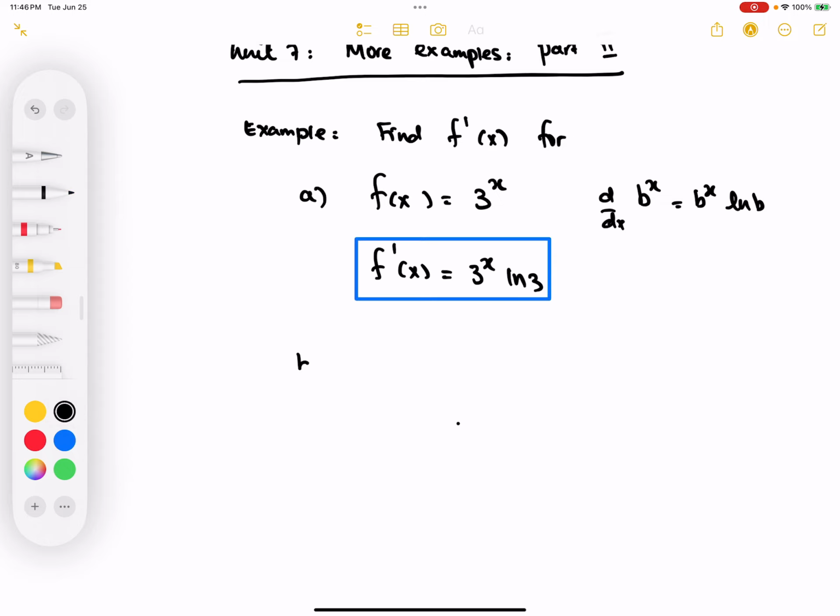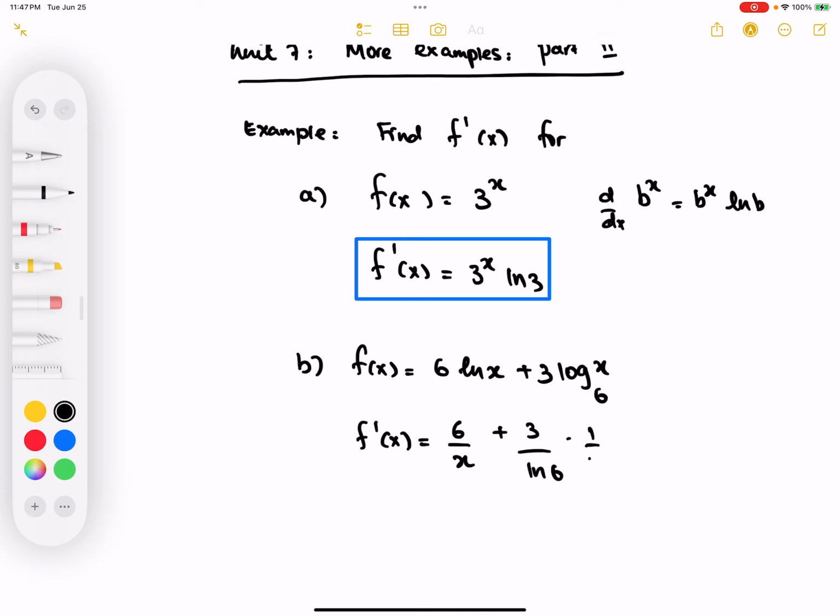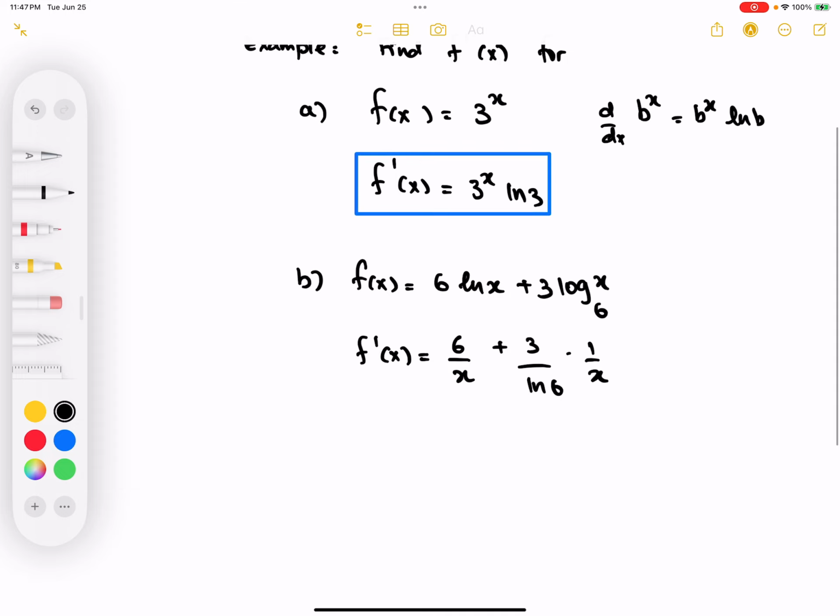Now, let me give you another one. f of x is equal to 6 ln of x plus 3 logarithm of x the base 6. So this one, the derivative of ln of x is just 6 over x. The second one is 3. Since it is logarithm of base 6, then ln of 6 times 1 over x. Or this can be written as 6 over x plus 3 over x ln of 6, the derivative.